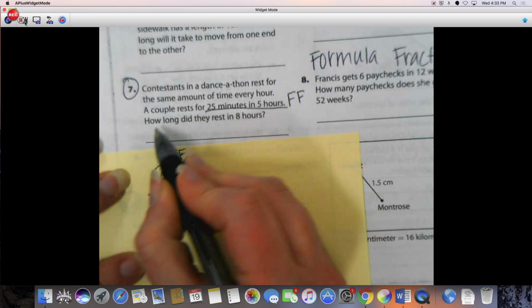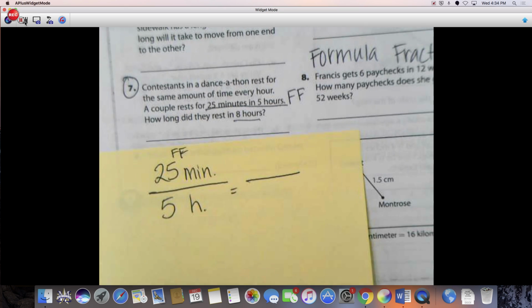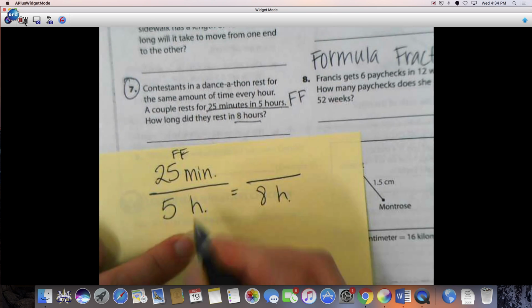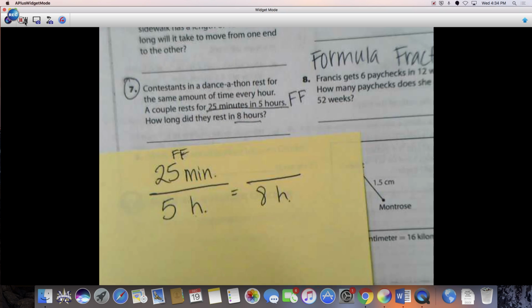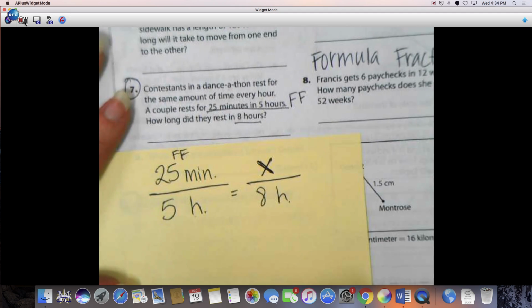Now, then it says, how long did they rest in 8 hours? I don't have to think about where that 8 should go. It's easy because I put my unit. So I know that 8 hours has to go on the bottom with our H's, our hours. Okay? So looking at this problem, I know I'm figuring out this value right here. I've got to figure out what goes in the blank.